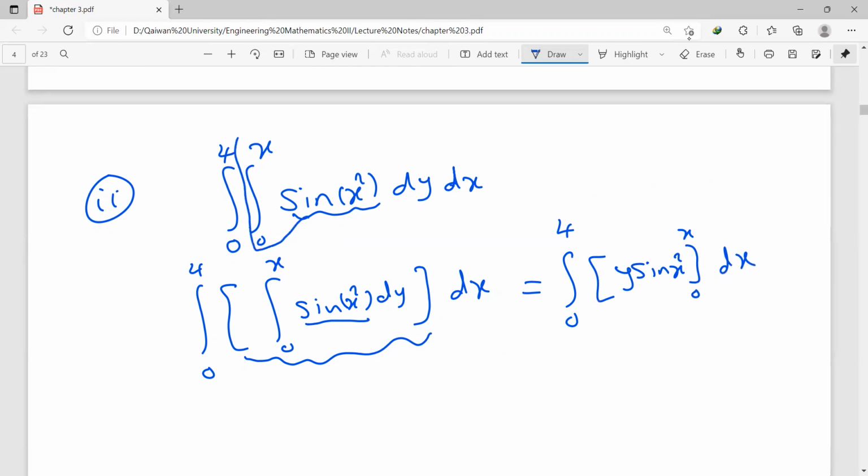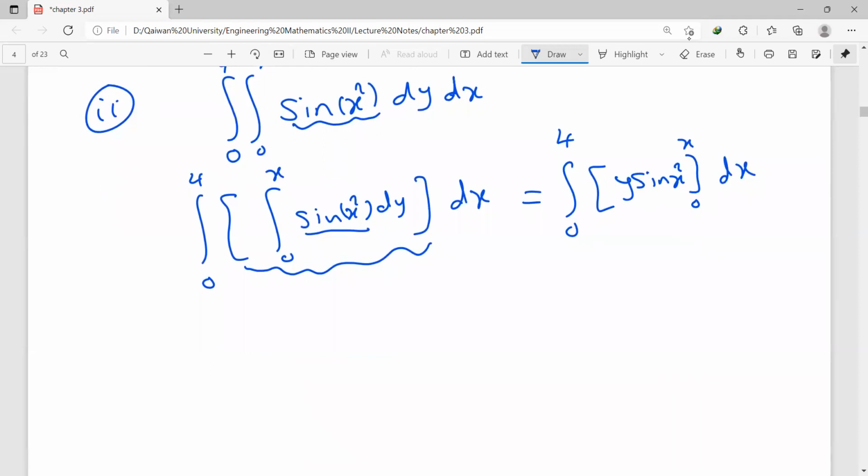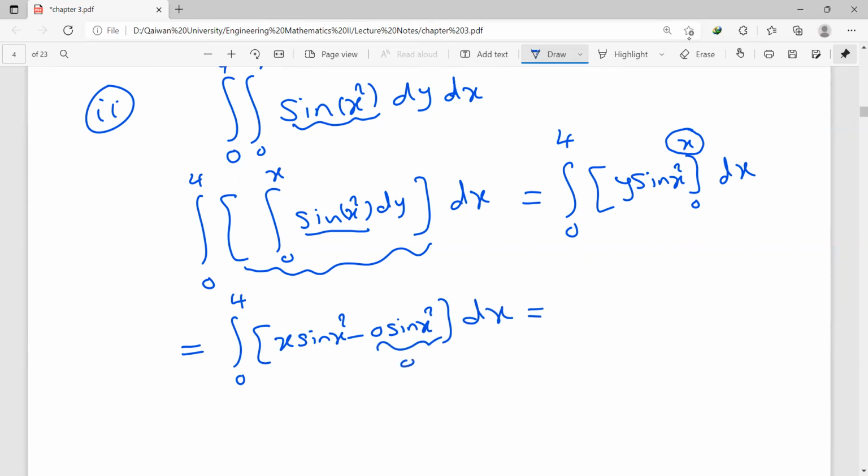Look, we first find this one. We take this, then we take another integration with respect to x. So we first replace y by x. We don't replace x by itself because we took the integration with respect to y. So we have the integration from 0 to 4 for x sine x squared minus 0 sine x squared dx. This is 0 and this is itself. We get the integration from 0 to 4 for x sine x squared dx.